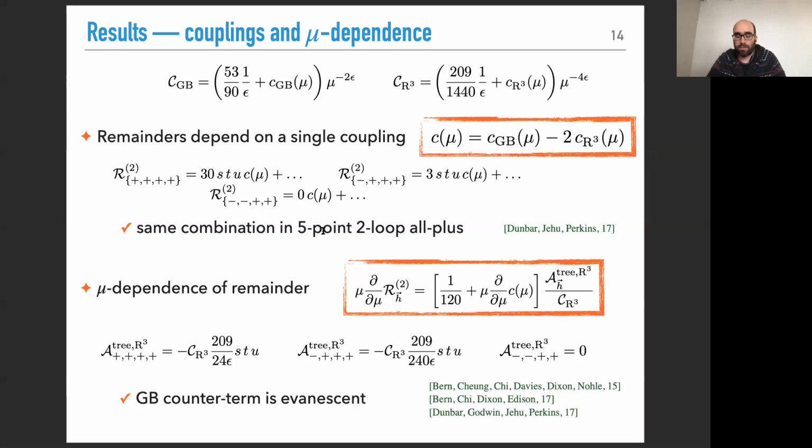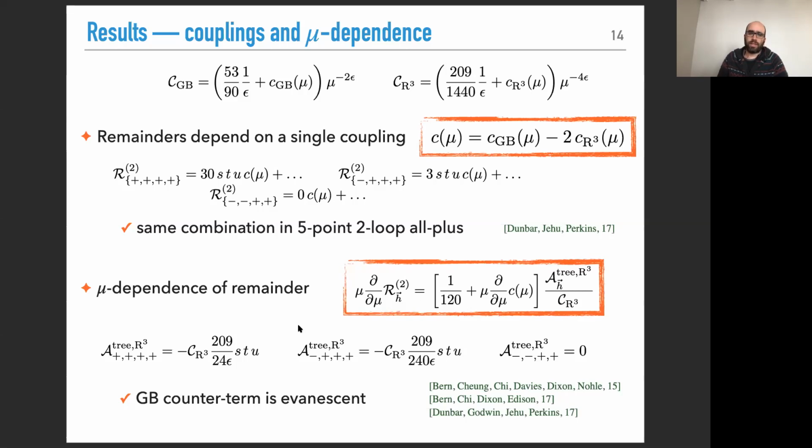Another perspective on the same point is the mu dependence of the remainder. This was already explored in these papers. If you compute the mu dependence of the remainder, and this was done for the all-plus in this paper, you find that it satisfies this formula, where you have only the R-cubed tree amplitude. In fact, this formula holds for all the helicities. In particular, for the MMPP, it tells you that the remainder is independent of the renormalization scale mu, because the tree-level R-cubed amplitude vanishes.